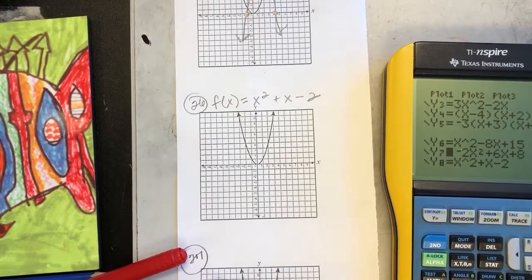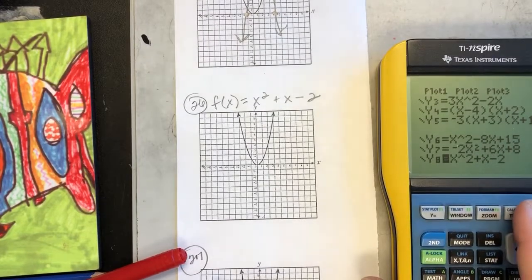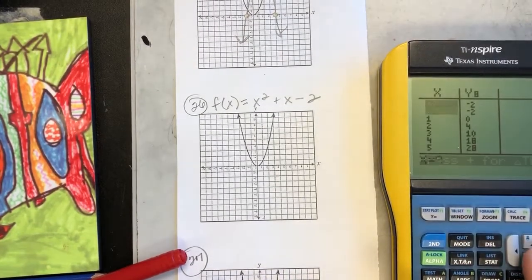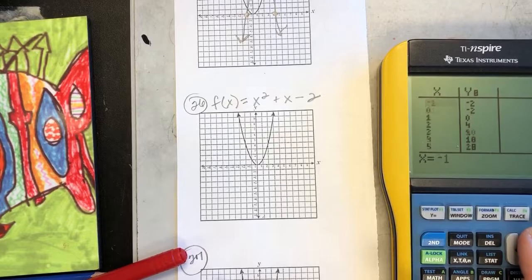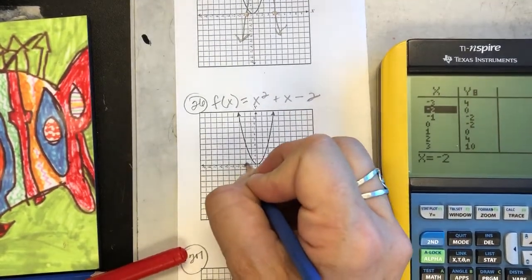There's my next one. X squared plus x minus 2. I'm going to go to my table, look for those zeros. Looks like the zeros are at 1 and -2.